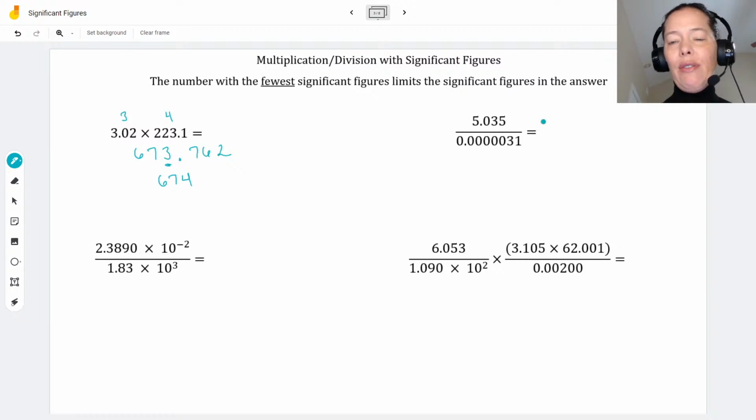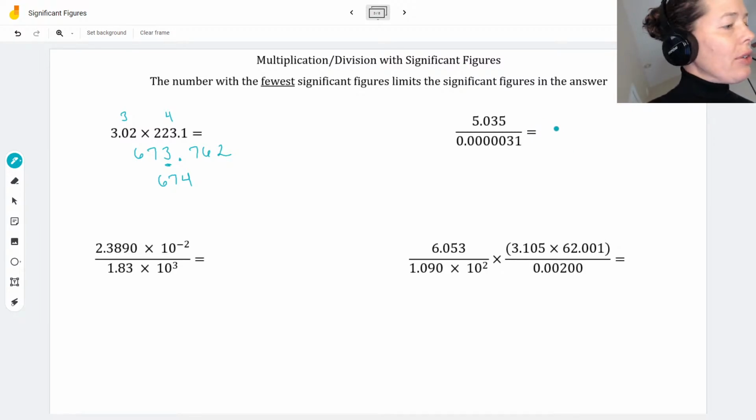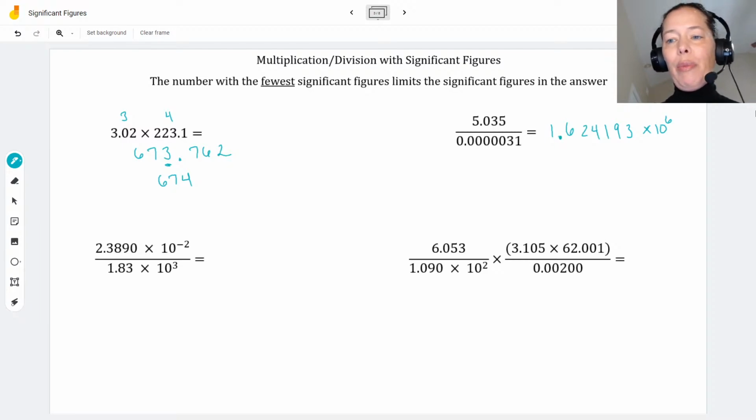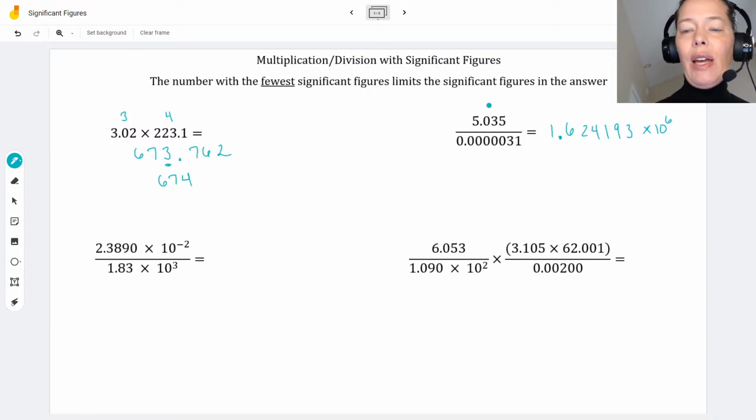Again, this is just a division problem. So I put this in my calculator, and this is what my calculator gives me. It gives me a lot of decimal places. 24193 times 10 to the 6th. Make that decimal place a little bit bigger. All right, so now I want to count up sig figs in both of these numbers and see which one limits me. Well, my 5.035 has 4 sig figs, and my decimal here actually only has 2 sig figs.